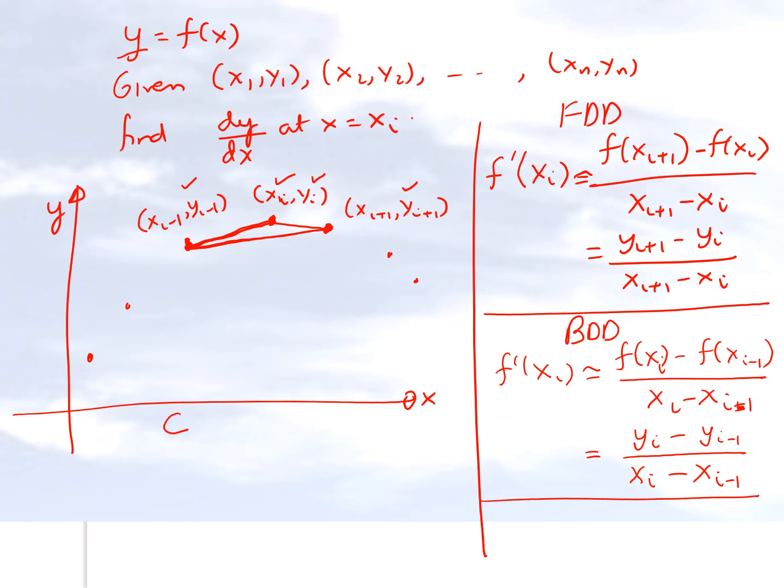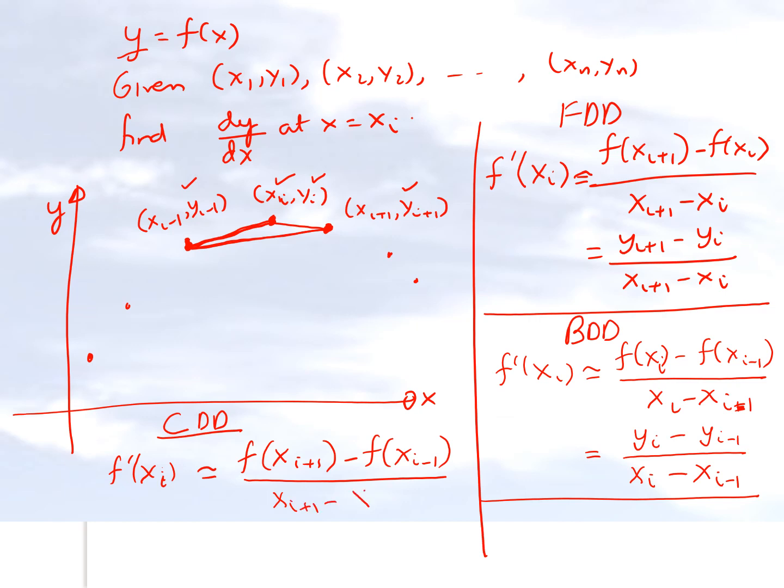Now if we want to look at what is the central divided difference formula for the same thing, it will be simply f prime of x i is approximately equal to the value of the function at x of i plus 1, and subtract from that the value of the function at x of i minus 1. And then in that case, the run will be x of i plus 1 minus x of i minus 1. But here, when we are looking at the central divided difference scheme, we have got to make sure that x of i plus 1 minus x of i has to be equal to x of i minus x of i minus 1.